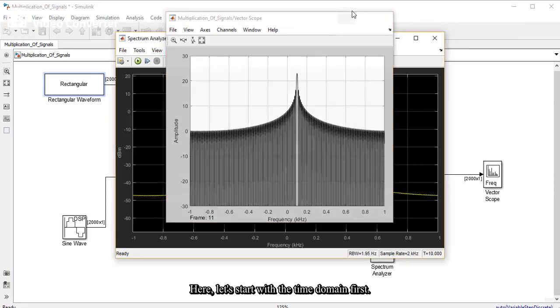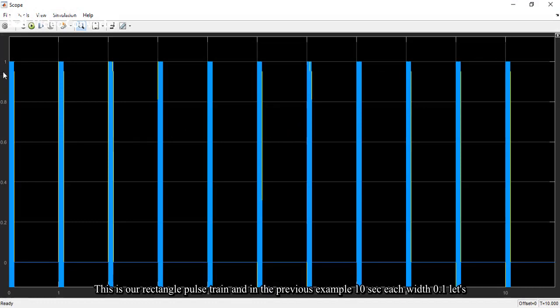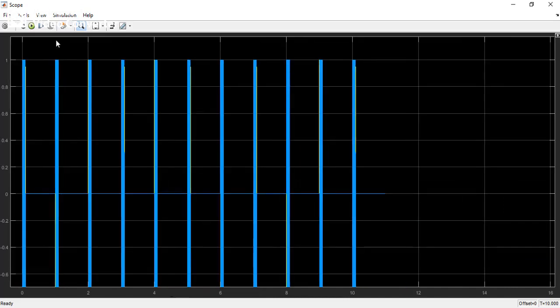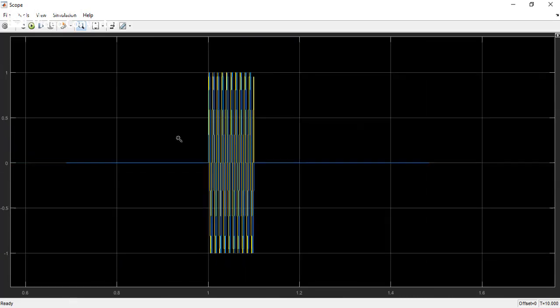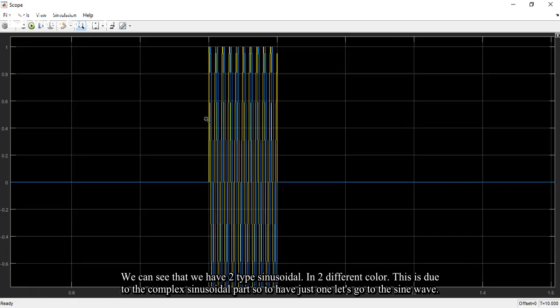Here, let's start with the time domain first. This is our rectangle pulse train, as in the previous example, 10 seconds, each with a width of 0.1. Let's zoom in. We can see here that we have two types of sinusoidal in two different colors. This is due to the complex sinusoidal part.